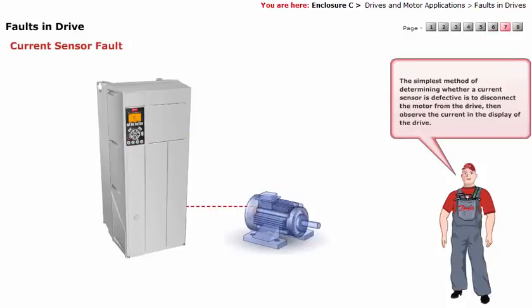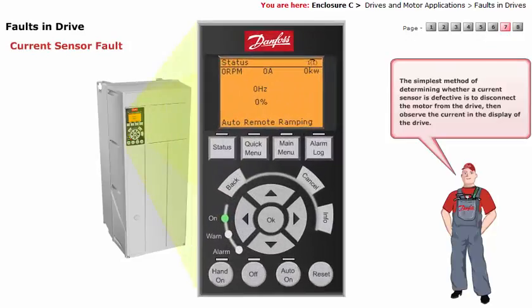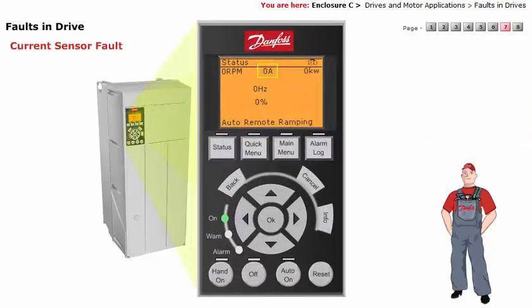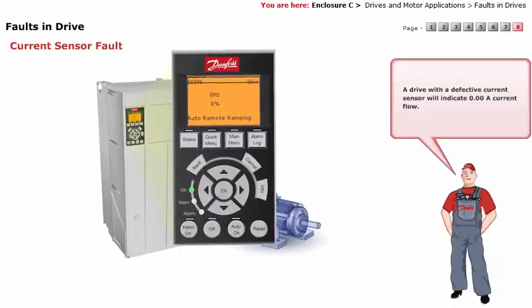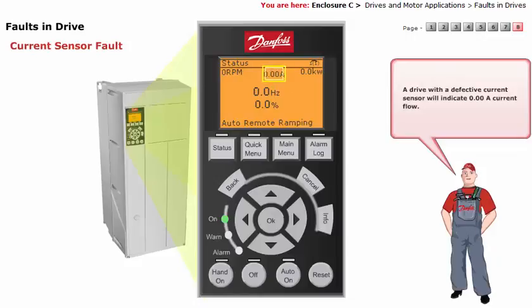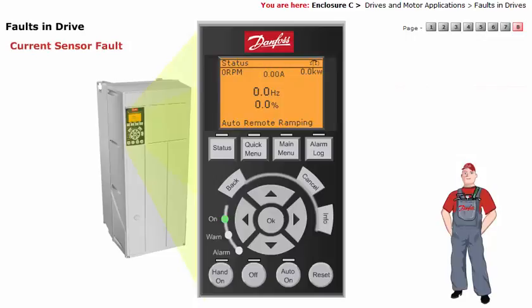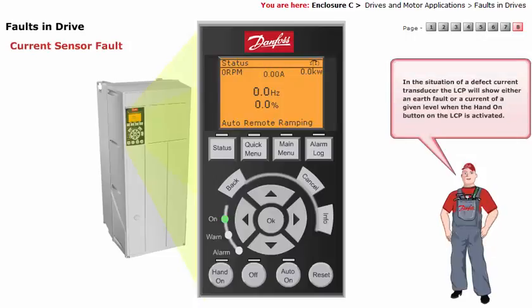The simplest method of determining whether a current sensor is defective is to disconnect the motor from the drive, then observe the current in the display of the drive. With the motor disconnected, current should be 0. A drive with a defective current sensor will not indicate 0.00 amps current flow. In the situation of a defective current transducer, the LCP will show either an earth fault or a current of a given level when the hand-on button on the LCP is activated.